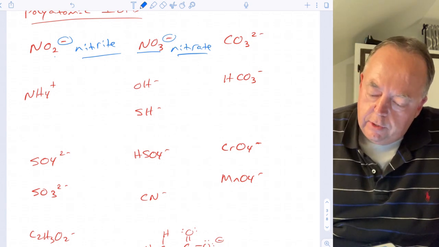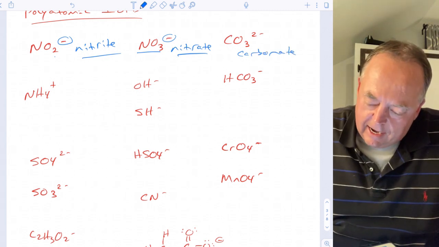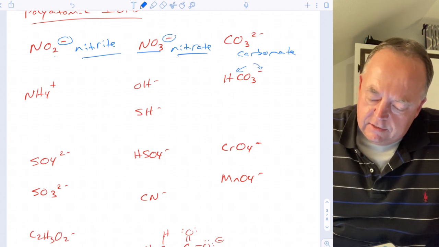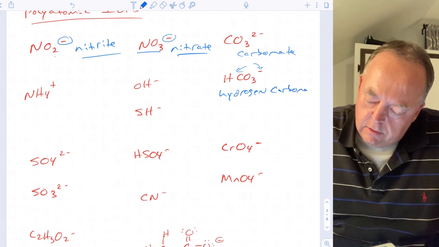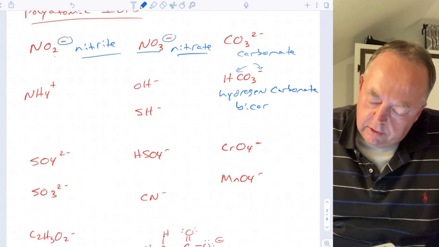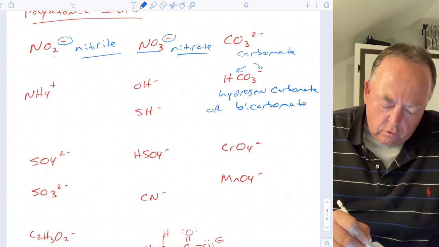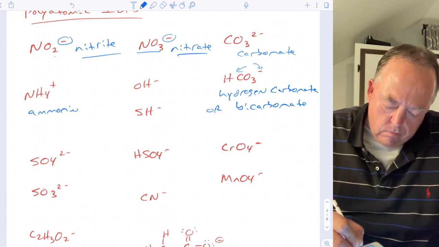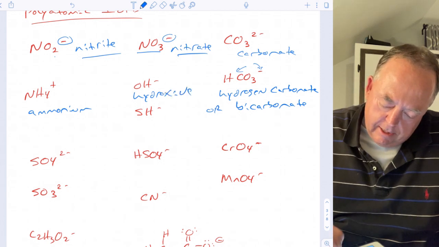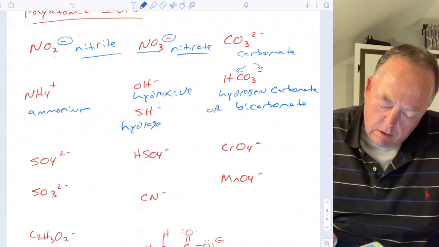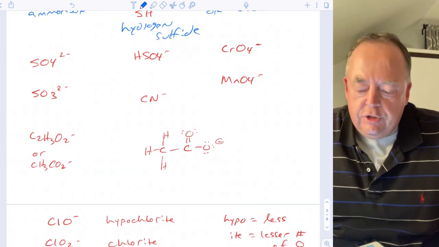So CO3 with a 2- charge, that is carbonate. If you add a hydrogen to it, that reduces the charge by 1. So this is what's called hydrogen carbonate, or sometimes it's called bicarbonate. So NH4 plus is called ammonium. OH minus is hydroxide. HS minus is hydrogen sulfide. So all of these polyatomic ions you just have to memorize.